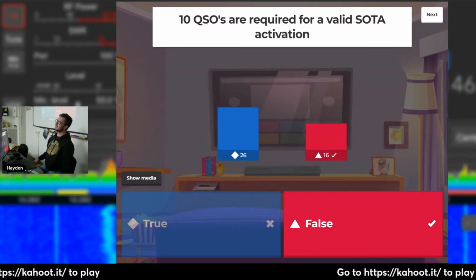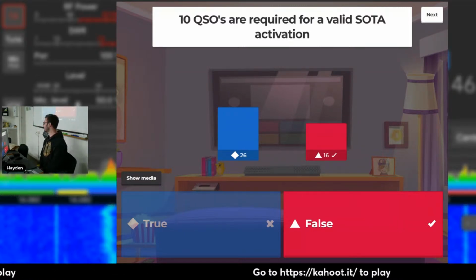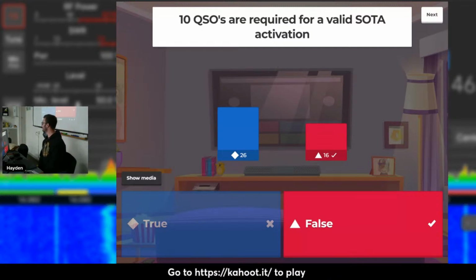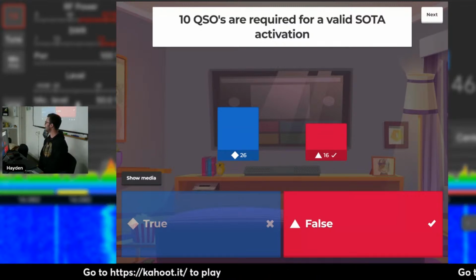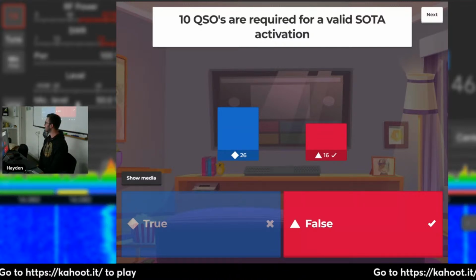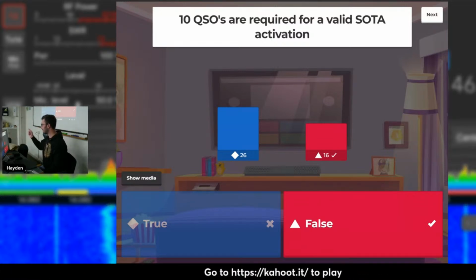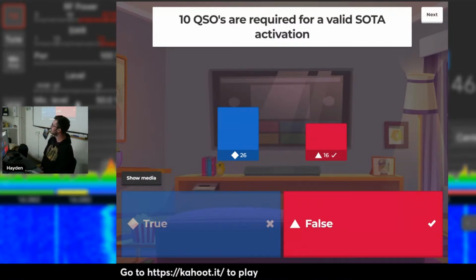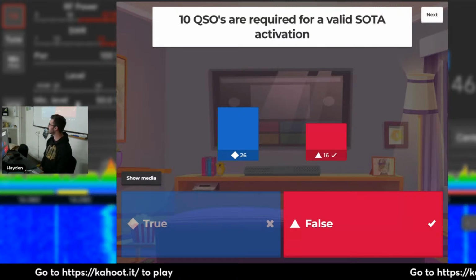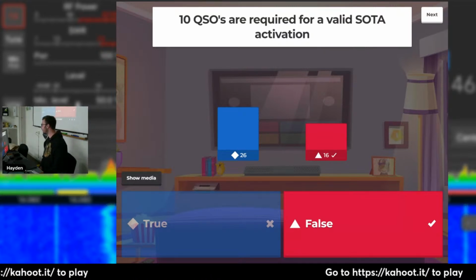So it's 10 QSOs required for VKFF and POTA, the Australian markers. World activations 44. Yes, WWFF 44, VKFF 10, POTA 10, SOTA 4. Yep.